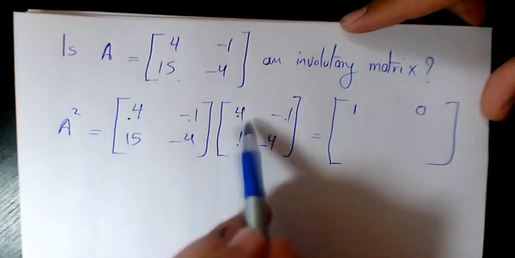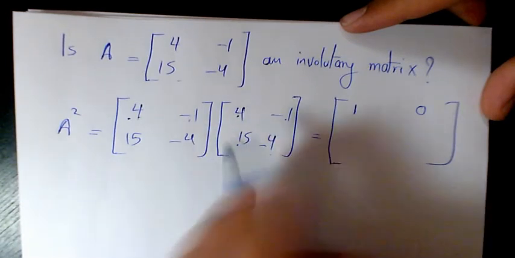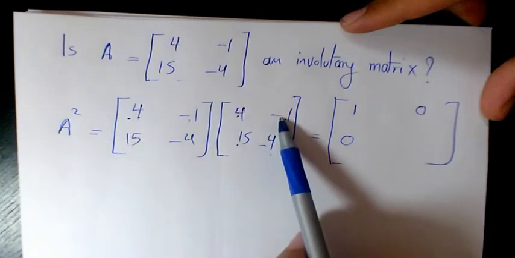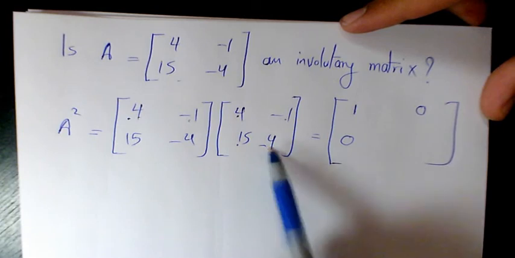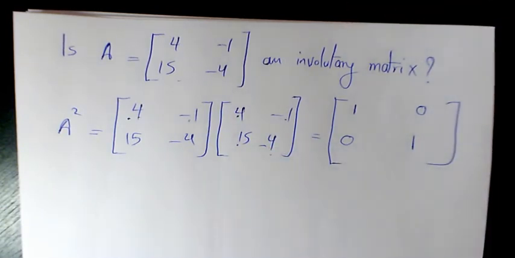Next one, 15 times 4, 60, plus -4 times 15, -60. That's going to be 0. 15 times -1, -15. -4 times -4 is going to be positive 16. So that's going to be 1. As you see here, that's the unit matrix. So it means that A is an involutory matrix.